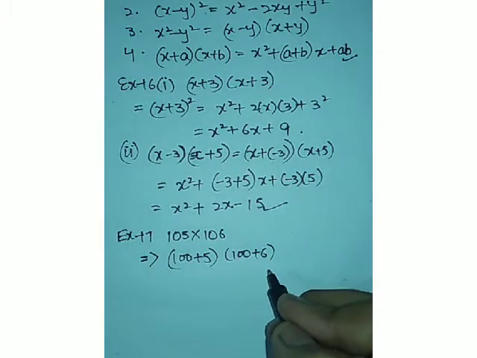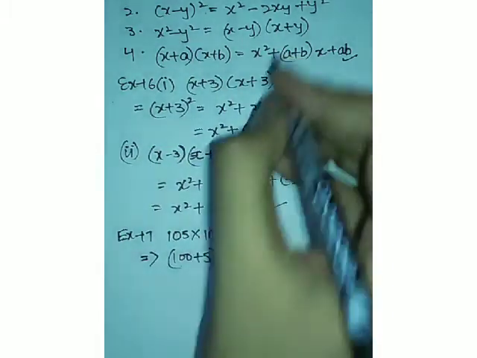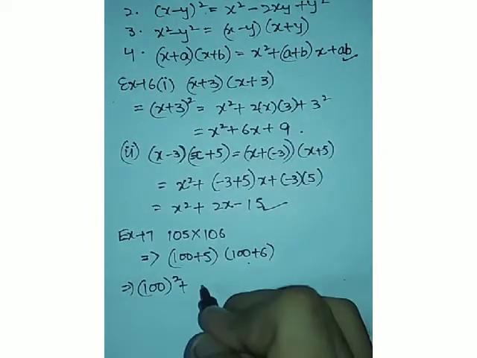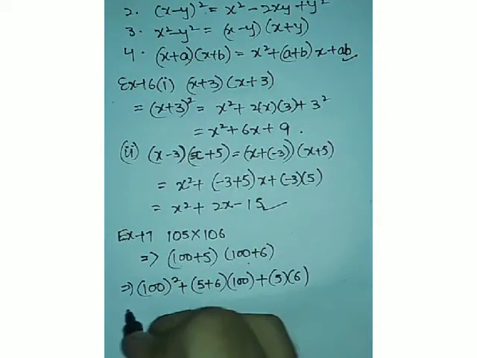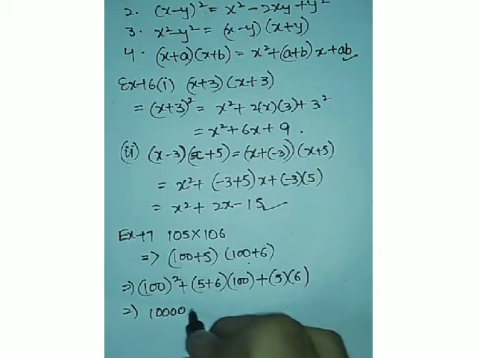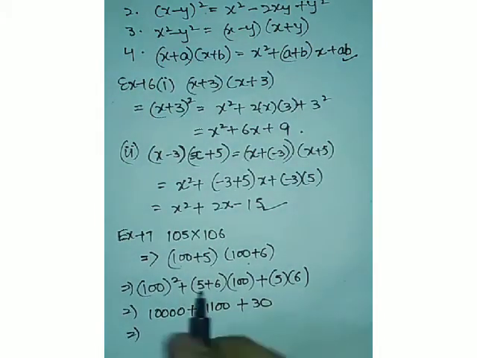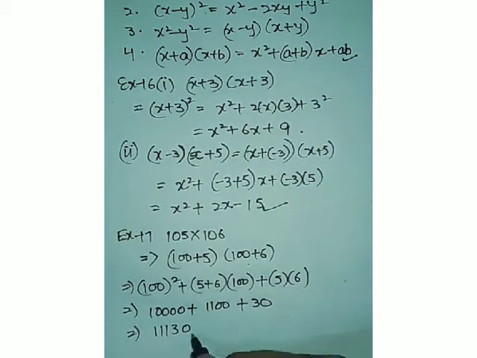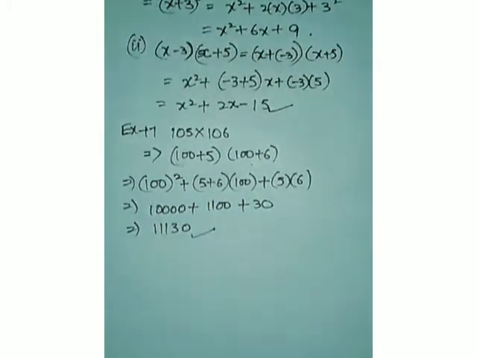It can become x plus a times x plus b, where x is 100 because it's the same, and a and b are different. So directly apply the identity: 100 square plus, what is a, 5, what is b, 6, so 100 times 11, then plus 5 multiplied by 6. What will you get? 10000 plus 1100 plus 30, and after adding you will get 11130. So there are a lot of sums like this that you have to multiply without actually multiplying.